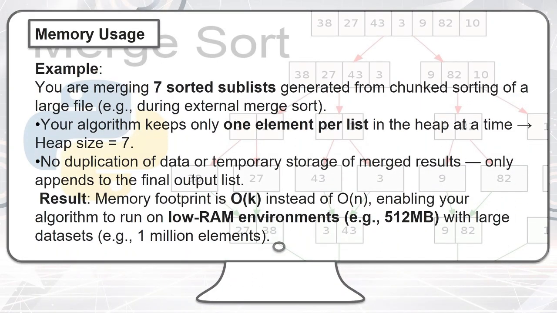Lastly, we have the example of memory usage. The example involves merging seven sorted sublists from chunk sorting of a large file. The algorithm keeps only one element per list in the heap at a time. The heap size is 7. There is no duplication of data or temporary storage of merged results. It only appends to the final output list. This results in a memory footprint of O(K) instead of O(N), enabling the algorithm to run in low RAM environments.